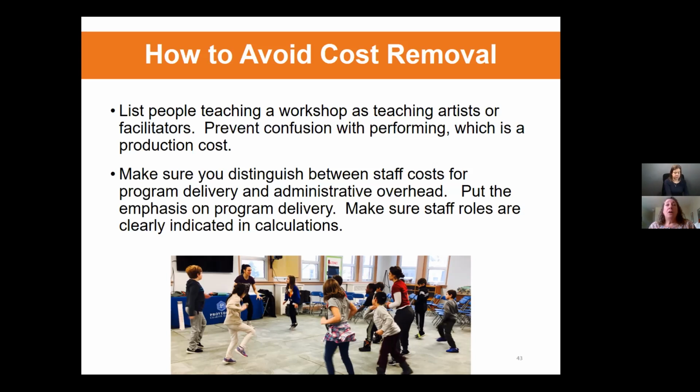In your budget, also make sure you distinguish between staff costs for program delivery and administrative overhead. You probably have a staff person whose time falls into both categories. Maybe this is your executive director. Split time by the role, not the job title. Put the emphasis on program delivery. Administrative overhead is not to exceed 10% of the contract fee.